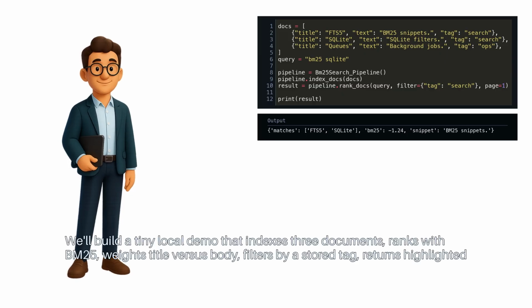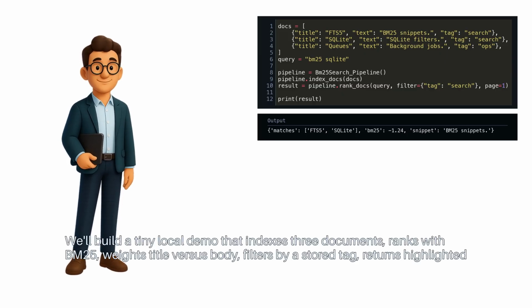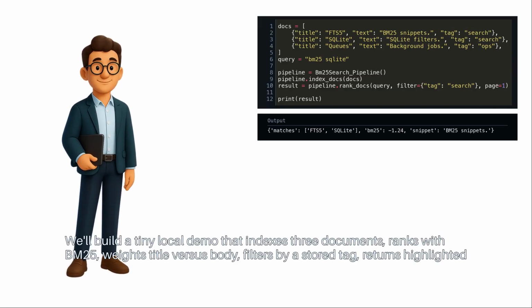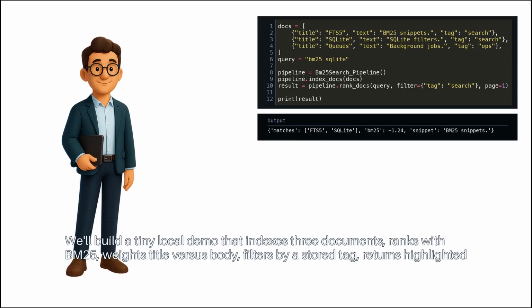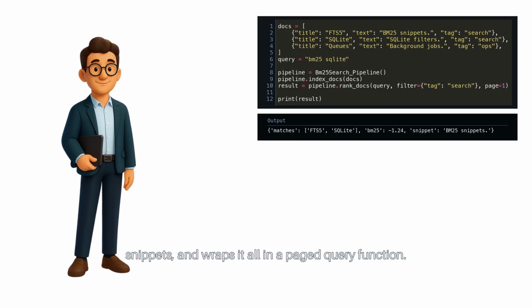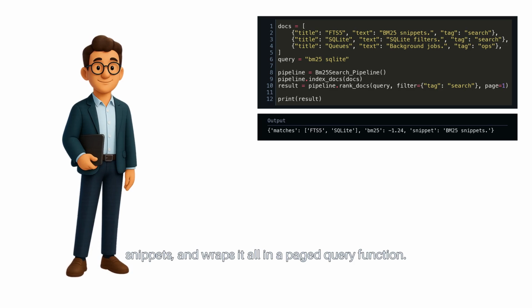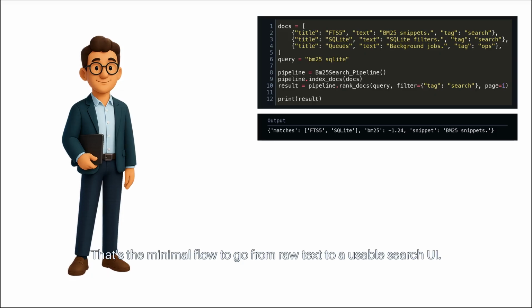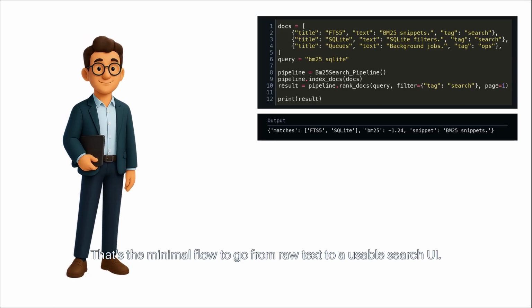We'll build a tiny local demo that indexes 3 documents, ranks with BM25, weights title versus body, filters by a stored tag, returns highlighted snippets, and wraps it all in a paged query function. That's the minimal flow to go from raw text to a usable search UI.